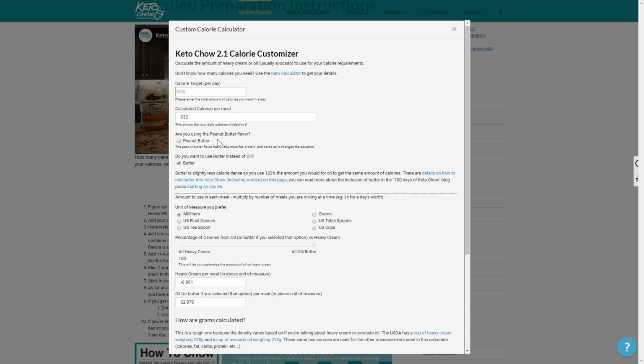Okay, are you using peanut butter? The peanut butter flavor. The peanut butter has a little bit more fat, protein, and carbohydrates, so it changes around the equations. So if you wanted to use peanut butter, you could check that box, and it would change things.